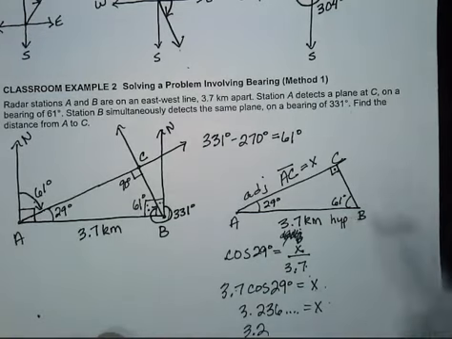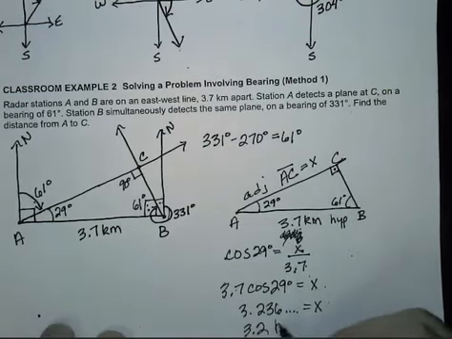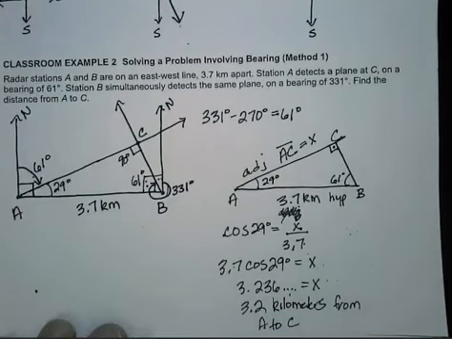I want to put in the units. This distance was measured in kilometers, so that means this is going to be kilometers. So this would be 3.2 kilometers from point A to point C.